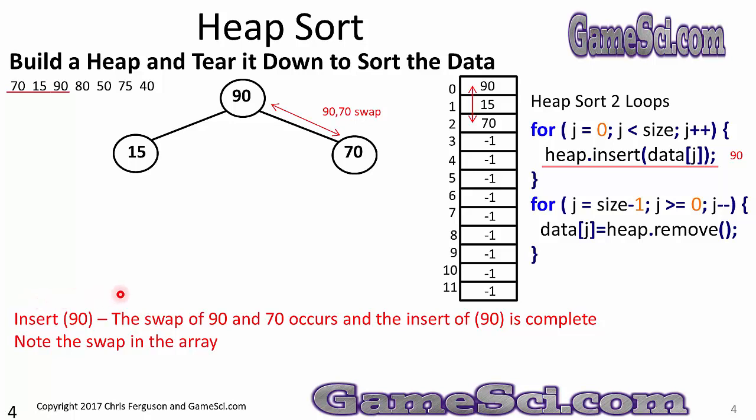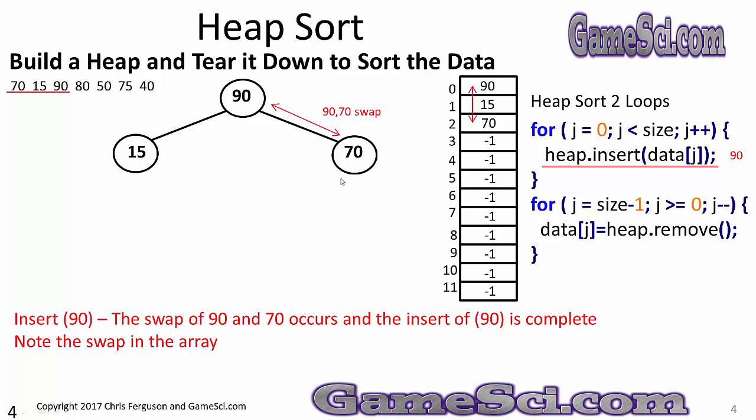Continuing the insert of 90. The swap of 90 and 70 occurs, and the insert of 90 is complete. Note the swap in the array. What just happened here? 90 started at the end of the heap. It swapped with 70 and became the root.